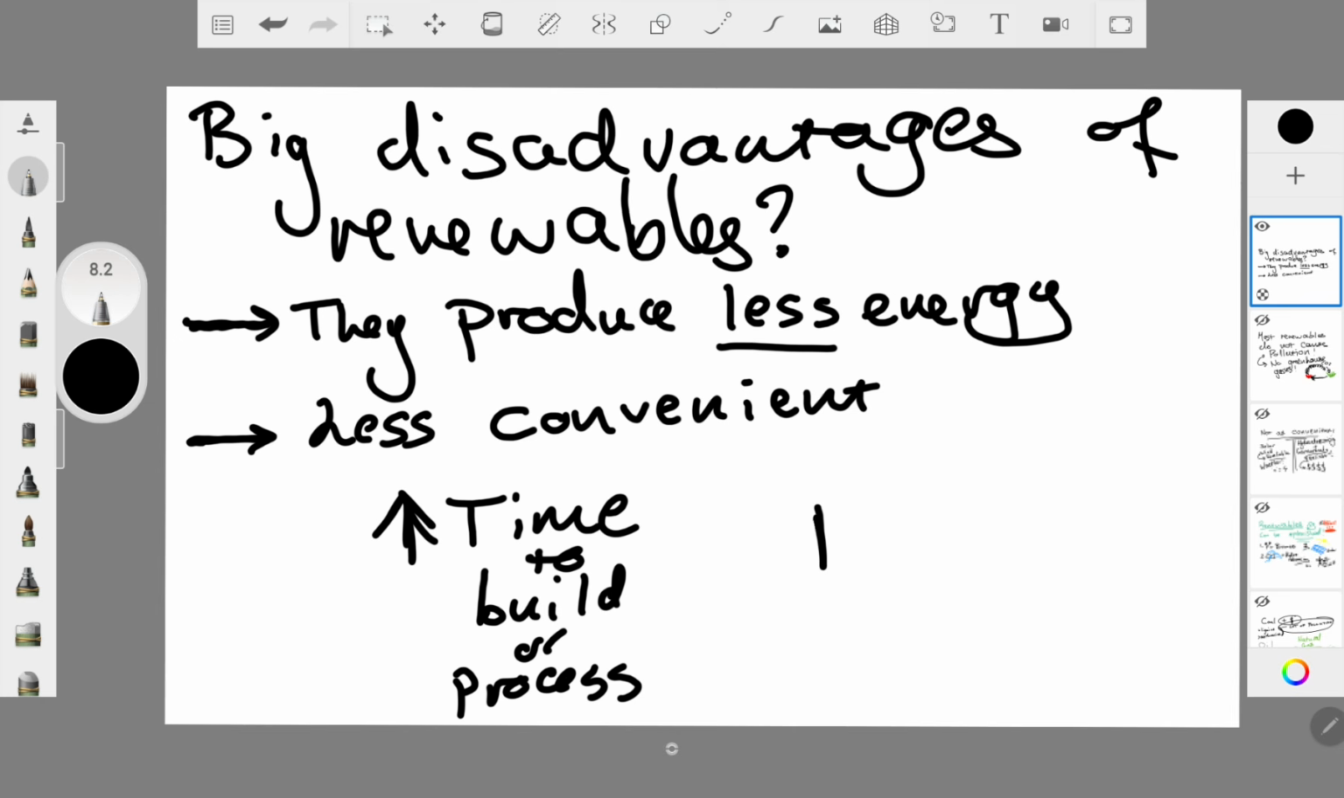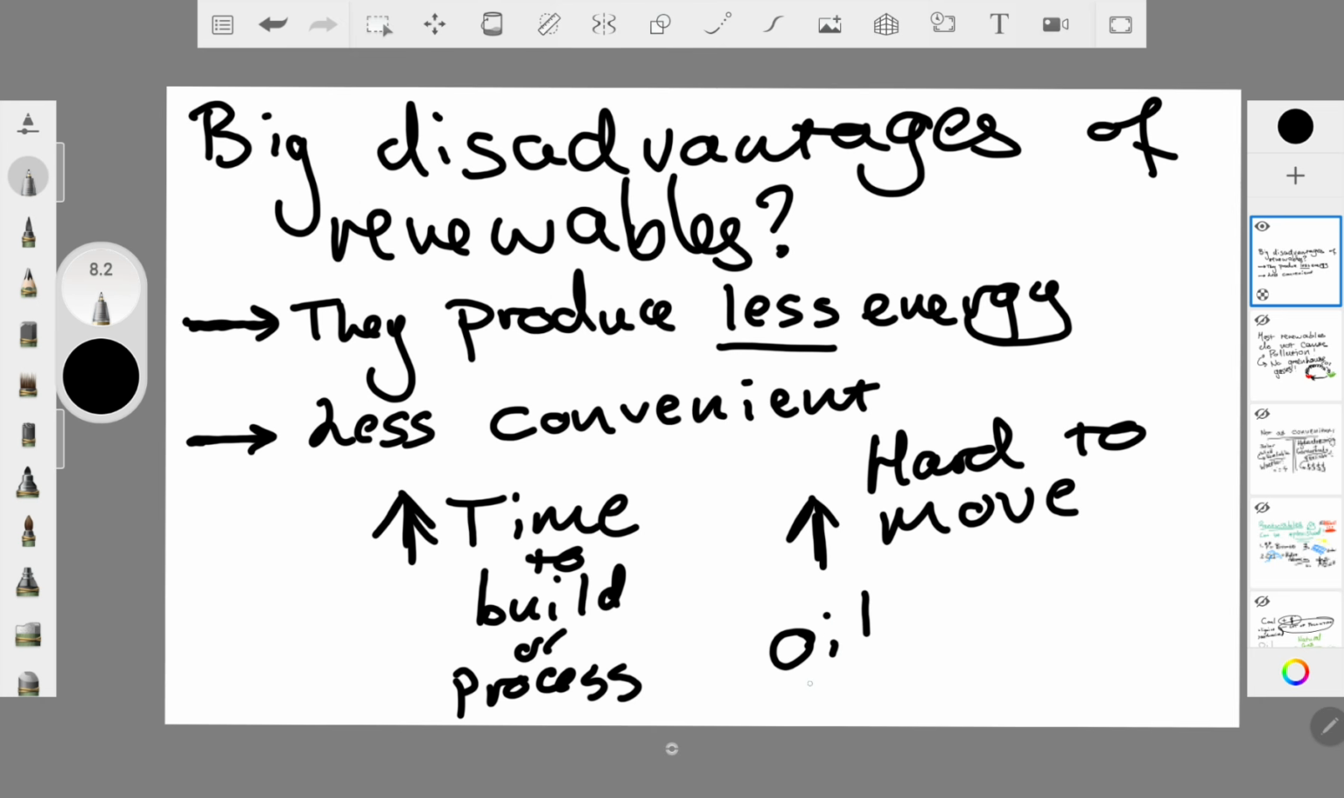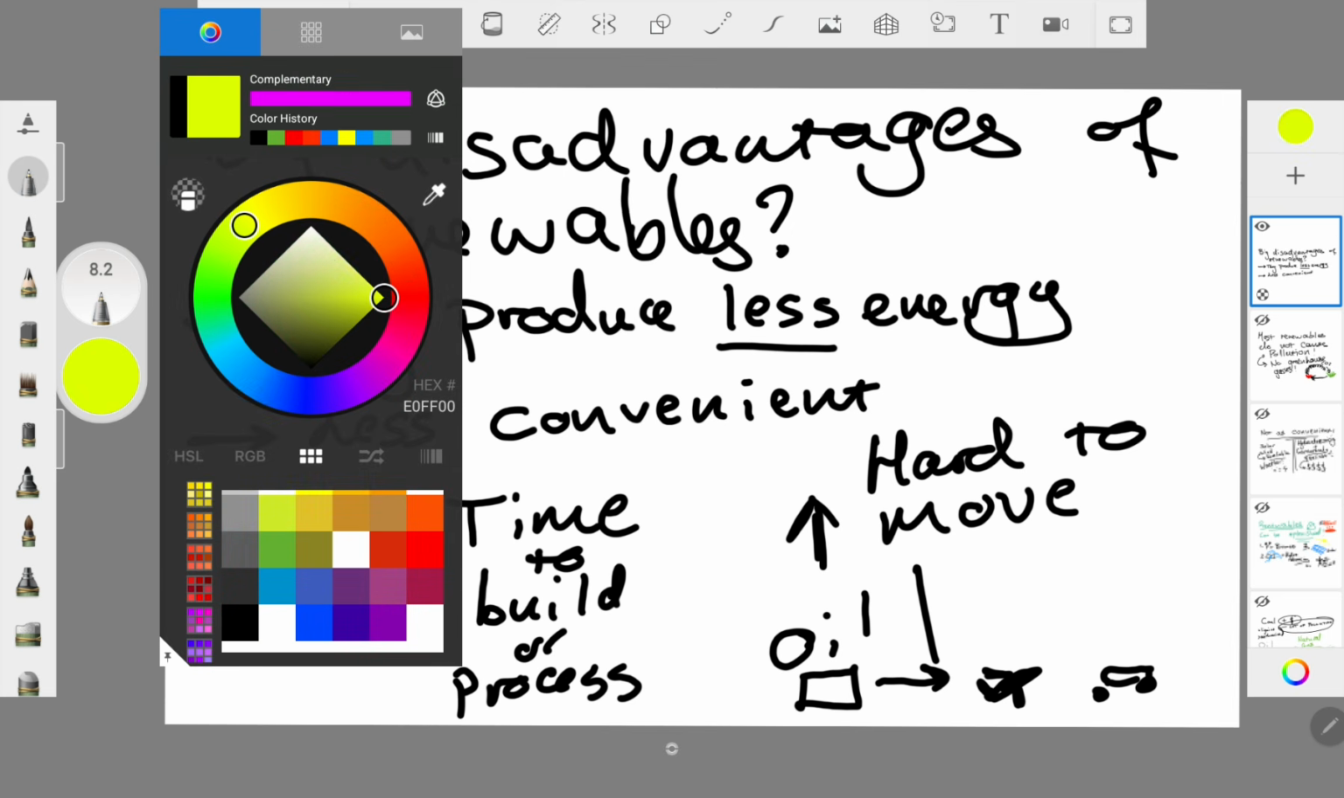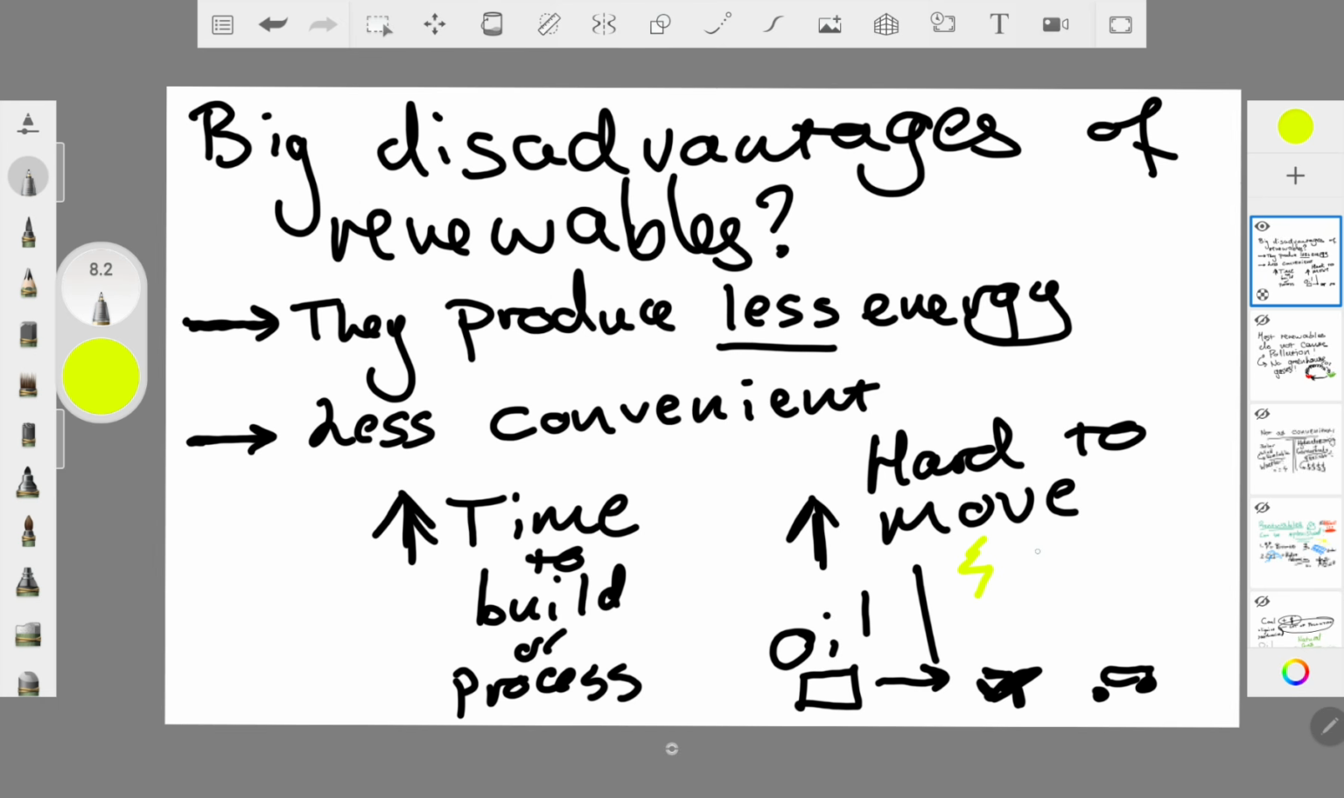Okay? And they are hard to move. With oil, you can just put it in a can. Take it somewhere. Take it to a plane. Take it to a car. With something like electricity, you either need to charge the device, so it needs to be near a power plant, or at least connected to it, or you need a battery.